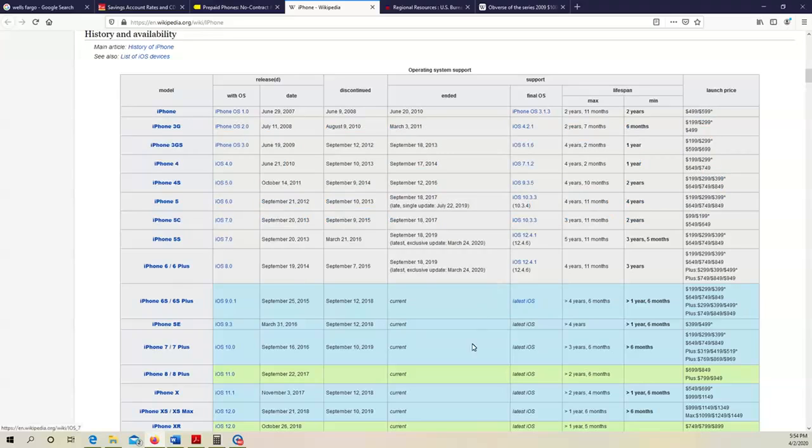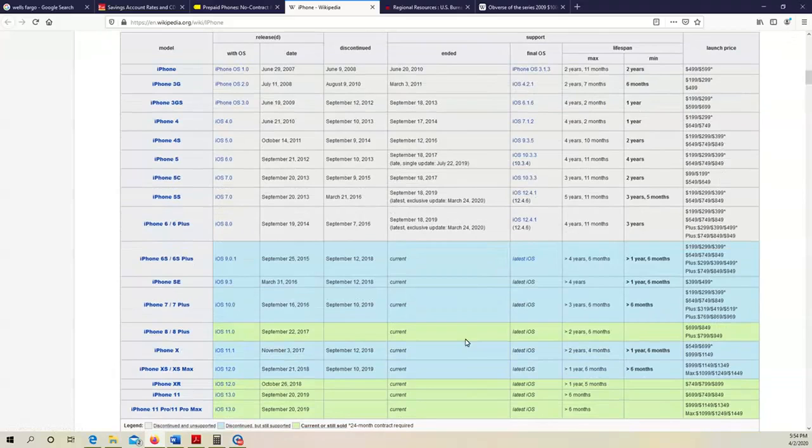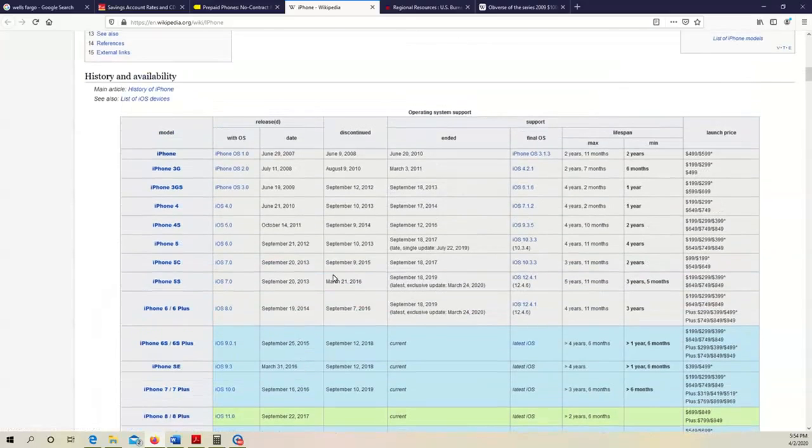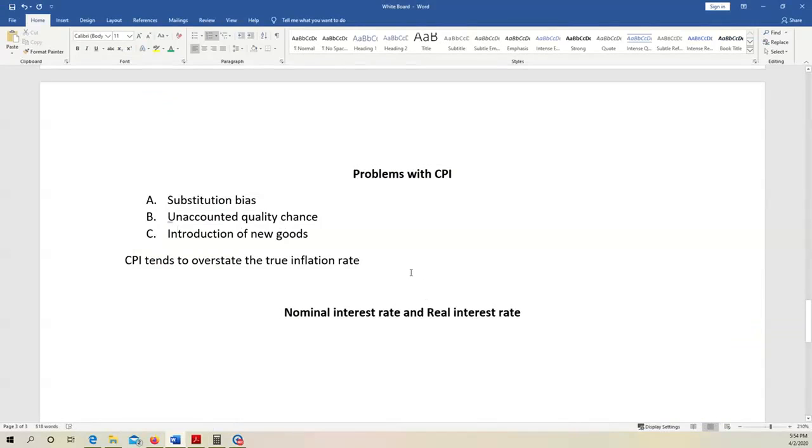right? But over time, I think most people would agree, iPhone 11 Pro is a much better product than the first generation iPhone, right? At least the battery lasts longer, better quality camera, right? So that means over time, the quality for cell phone, even for the same product, iPhone has improved a lot. But this quality improvement over time, again, is not captured in the calculation of CPI. That's the second problem.